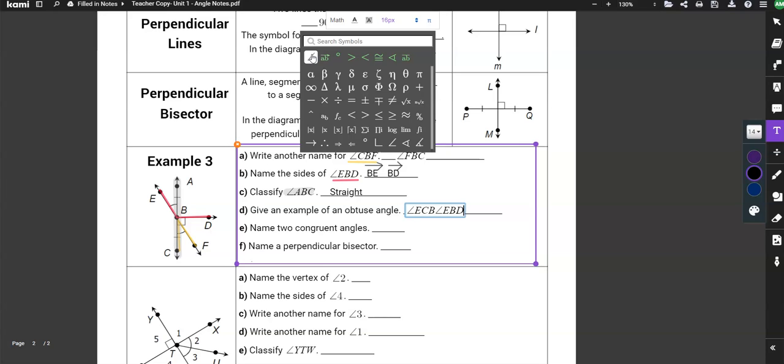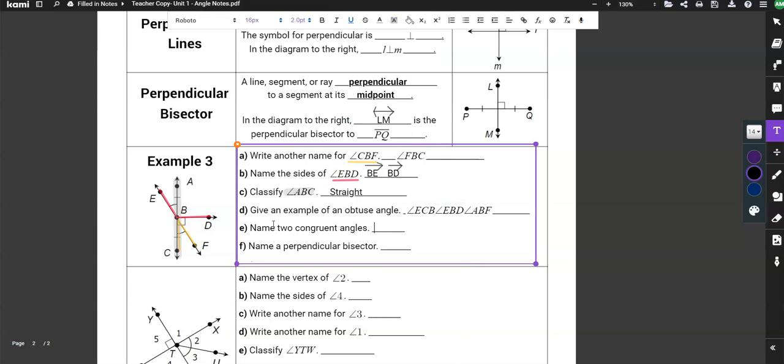But for the purposes of the notes as what's required, you only have to give one solution each time. Okay. It says name two congruent angles. There are actually a couple of options here. I'm going to go with the most obvious.